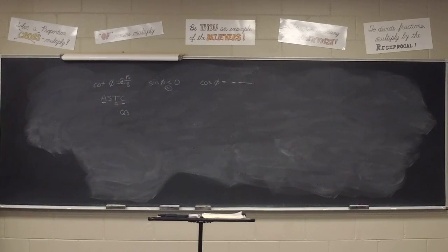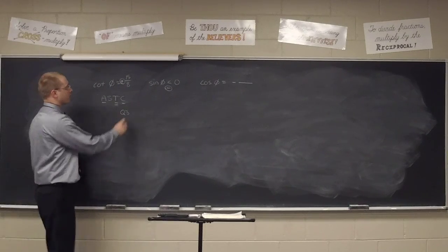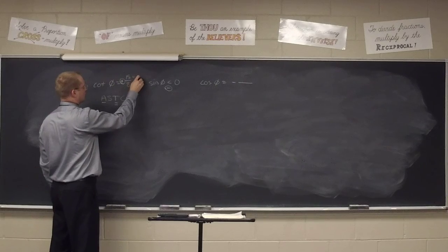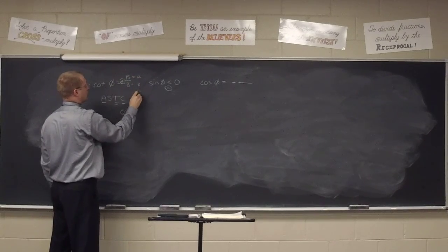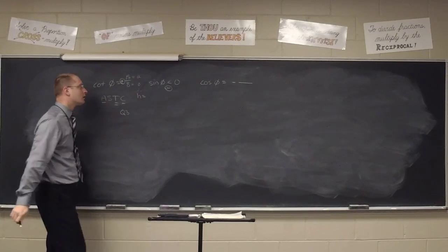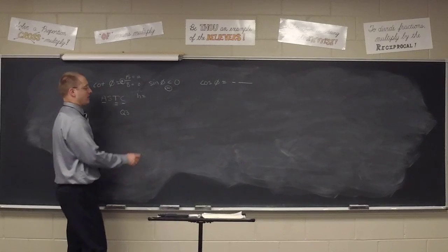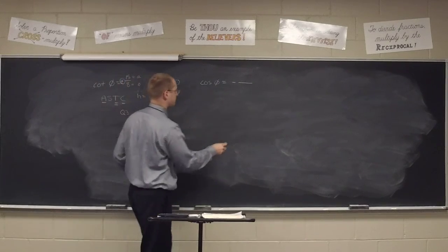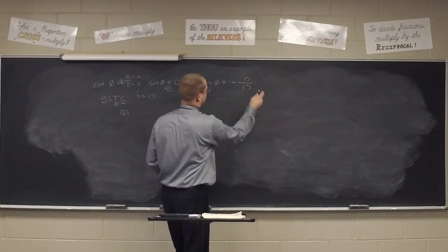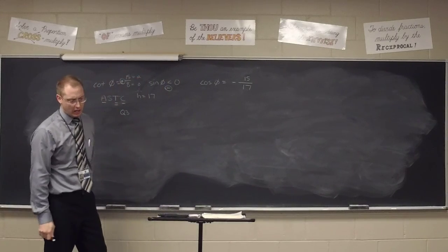Yes, you should have figured out quadrant 3. So cosine is going to be a negative ratio. Negative 15 over 17. And then you'll find the hypotenuse to be 17. Adjacent over hypotenuse gives negative 15 over 17. Okay, let's do one more of these.